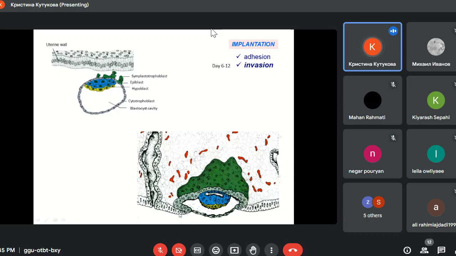So this is what happens. The epithelium of the mother's uterus, the underlying connective tissue, and the embryo invades inside this tissue. It goes deeper and deeper, eating its way with the help of releasing of enzymes by this symplastotrophoblast, which is shown here in green color.